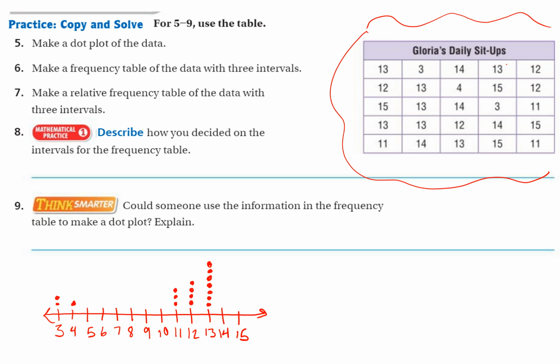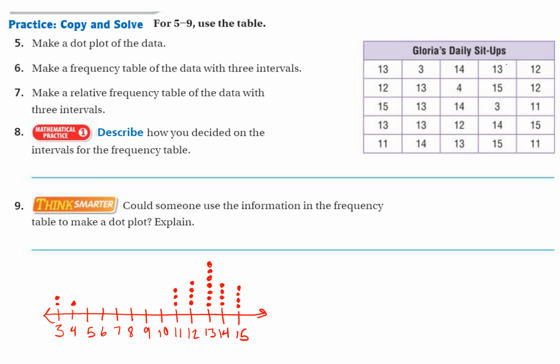Okay, 14s. Looks like there's 4 of them. 1, 2, 3, 4. And 15s. 1, 2, 3, 4. All right, so there is our dot plot. So we can see that the number 13 comes up the most.